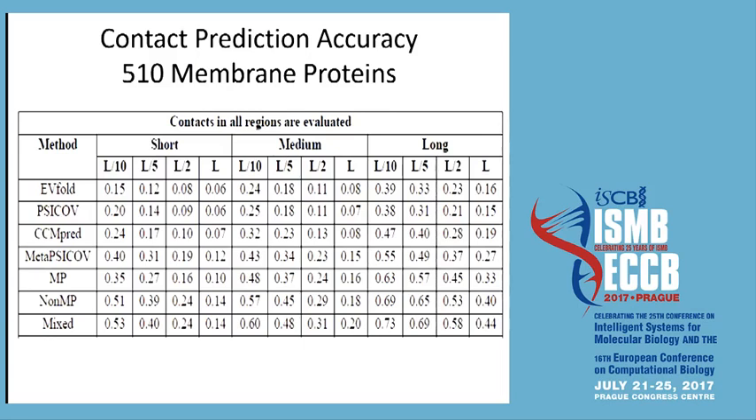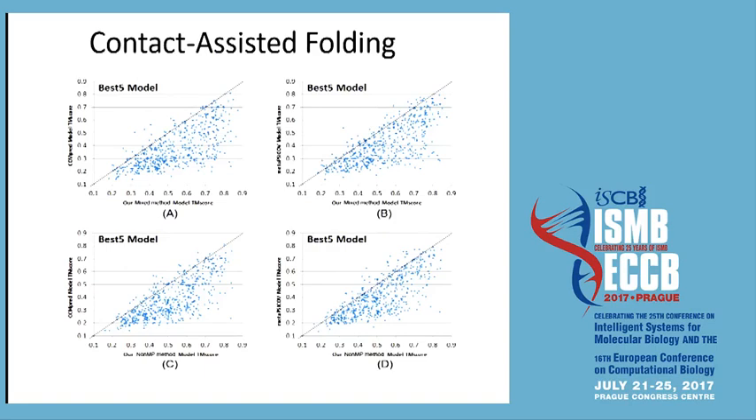So this is the contact prediction accuracy, and then we feed the predicted contacts into CNS, a software package for NMR data analysis. So we feed our predicted contacts to CNS to build the 3D model. Then we can evaluate the quality of the 3D model by TM score, to see how well we can do the 3D modeling by using the predicted contacts.